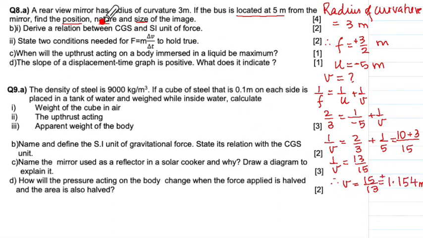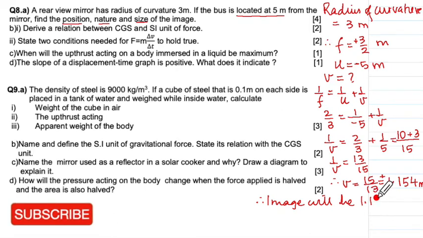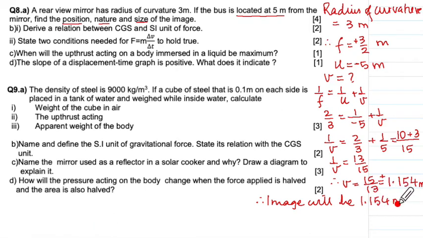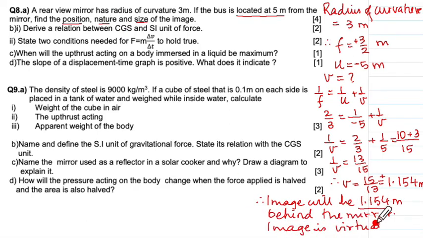So now they want the position, nature. So the image will be 1.154 meter behind the mirror. It's going to be a virtual image behind the mirror. What is the nature? Image is virtual, and the size.